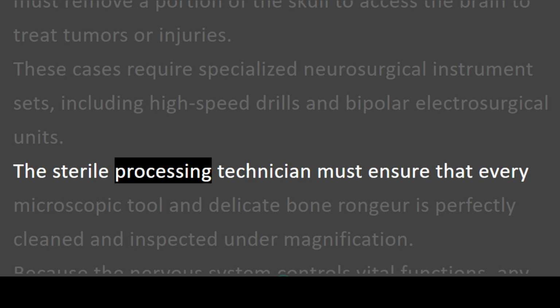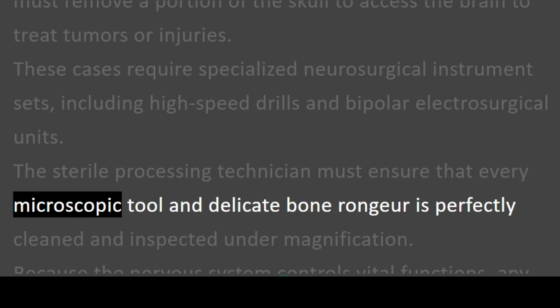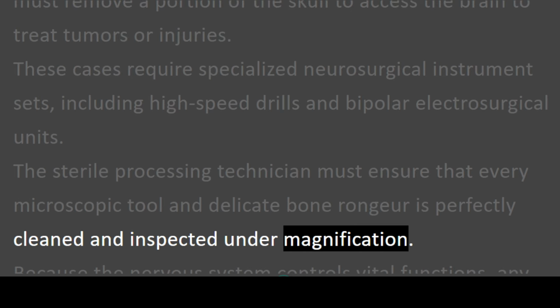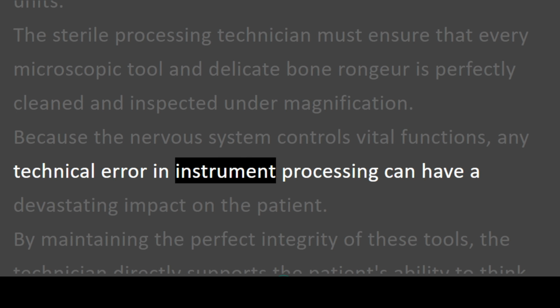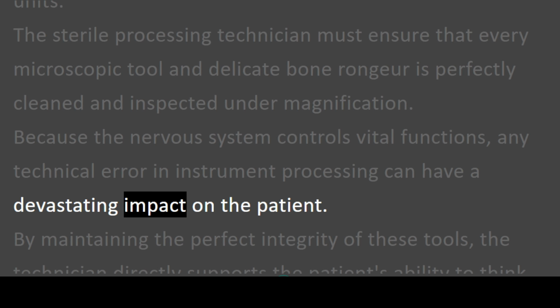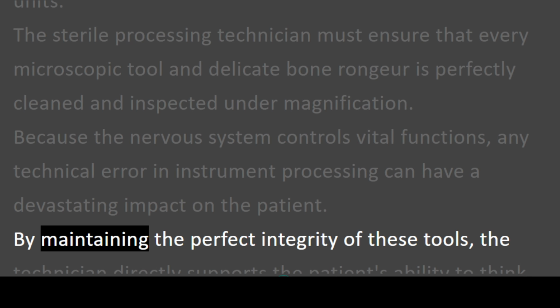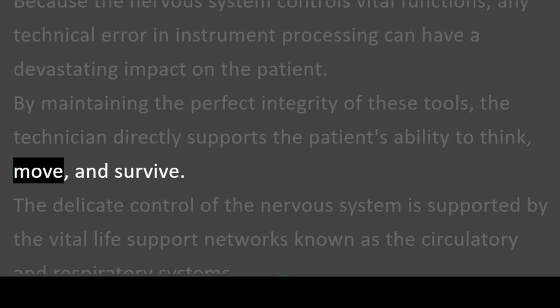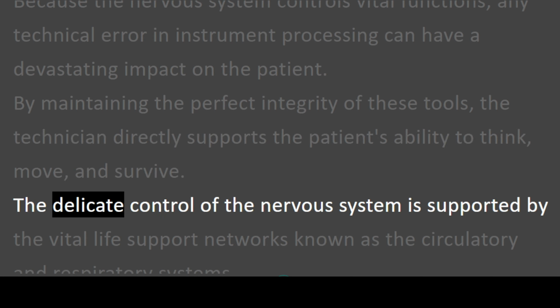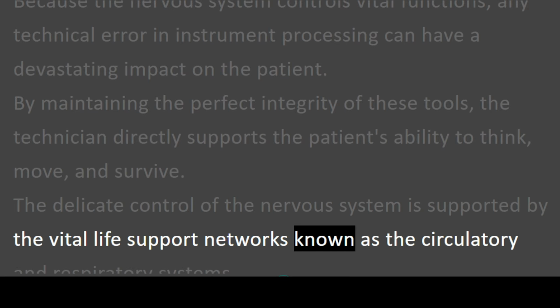The sterile processing technician must ensure that every microscopic tool and delicate bone rongeur is perfectly cleaned and inspected under magnification. Because the nervous system controls vital functions, any technical error in instrument processing can have a devastating impact on the patient. By maintaining the perfect integrity of these tools, the technician directly supports the patient's ability to think, move, and survive.